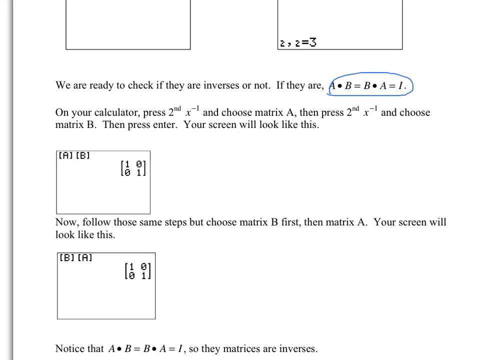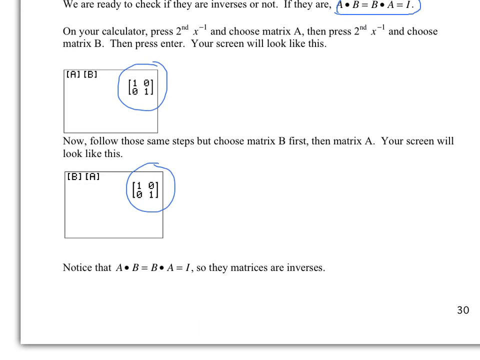So the answer you get is a 2 by 2 identity matrix. Now we're going to check the reverse order of multiplication. So you're going to choose matrix B, then matrix A, multiply them together, and you get the identity matrix. So you should notice that when we get A times B, it equals the same thing as B times A, which is the identity matrix. So therefore, we could say that they are inverses of one another.